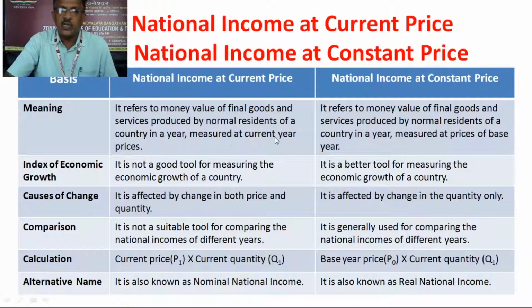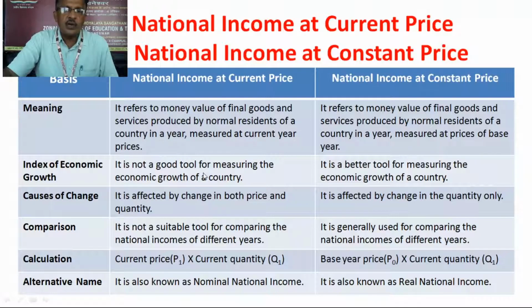Here it is measured at the prices of the current year, here it is measured at the prices of the base year. As an index of economic growth, national income at current price is not a good tool for measuring the economic growth of a country. National income at constant price is a better tool. As for the cause of change, national income at current price is affected by change in both price and quantity. National income at constant price is affected by change in quantity only.